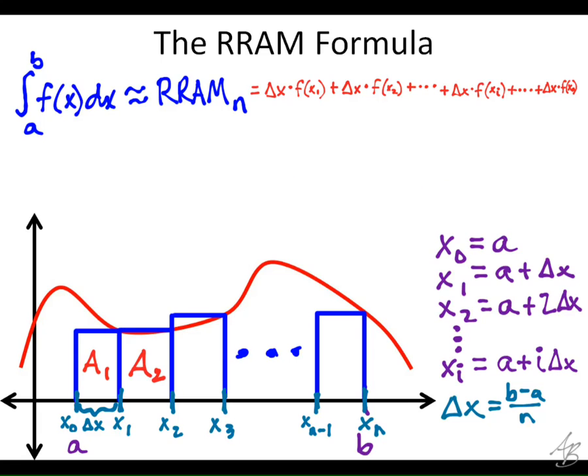Let's try to clean that up a little bit. The very easiest thing to do to clean that up would be to do what? Factor out that delta x. We have a delta x in each term, so we can factor out that delta x. Now, when we factor out the delta x, what's going to be left is f of x sub 1 plus f of x sub 2 plus f of x sub 3 all the way up to f of x sub n, right? So we can rewrite that sum using what?